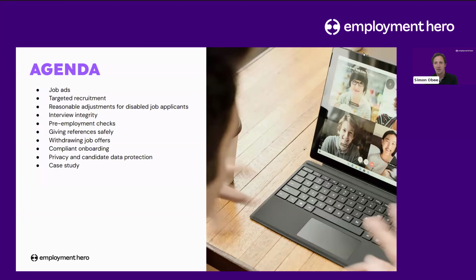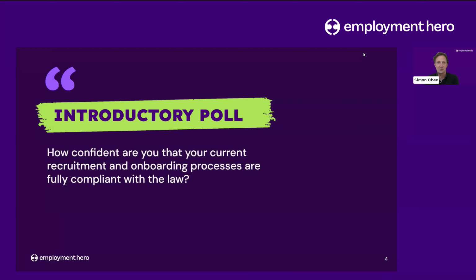So, what are we going to talk about today? We're going to look at job ads, targeted recruitment, reasonable adjustments for disabled job applicants, interview integrity, what you can and can't ask in interviews, pre-employment checks, giving references safely, and then Neith is going to talk about withdrawing job offers, compliant onboarding, privacy and candidate data protection, and a bit of a case study at the end. And we'll also tell you a bit more about HR Advisory and Employment Hero at the end of the webinar. All right, so let's jump in.